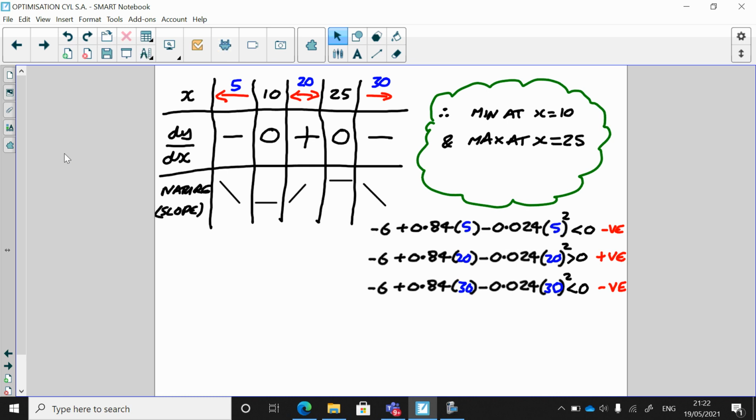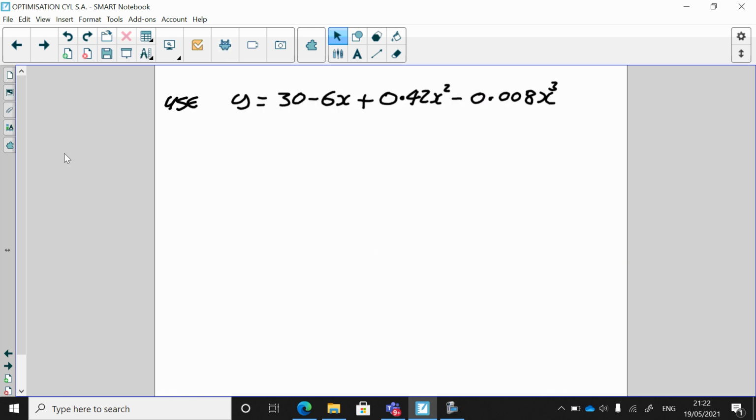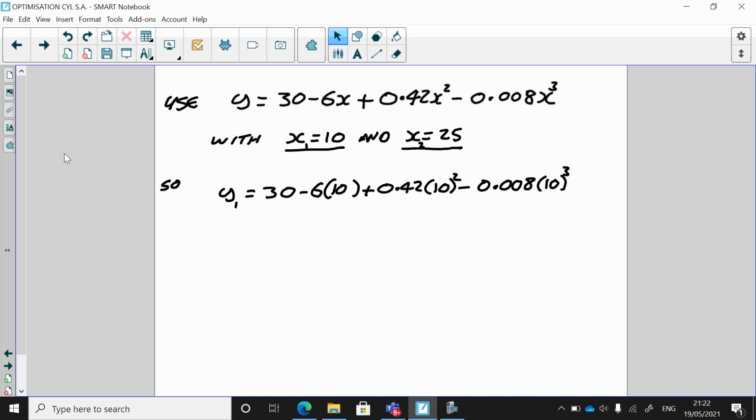So that looks like we've done it, apart from the fact that we actually need to go and use the values of 10 and 25. So there's the original function y. Let's take the two values of x, 10 and 25. I'm calling them x1 and x2 here, because I'm going to have two different values for y. So I'll put in 10 there, and I need to come up with a definite value here.